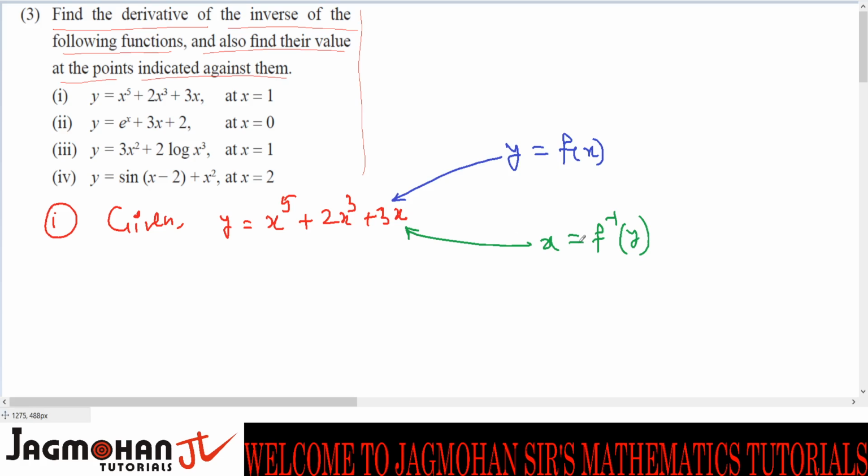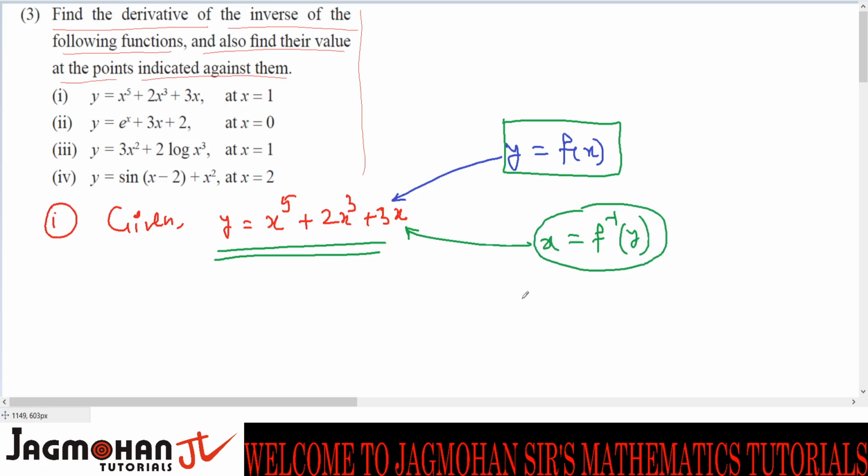Method number 1 would be, I write this function of x as a function of y. This is y equals f of x. I write this as x equals f inverse of y. That is, I write x in terms of y. I hope you understand. This is y in terms of x. So its inverse will be x in terms of y.